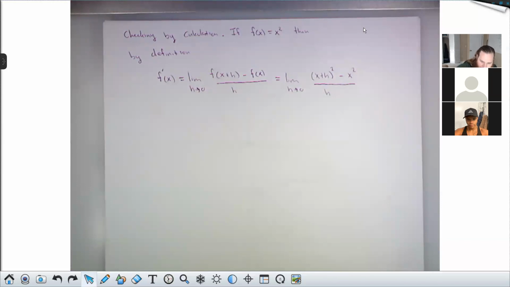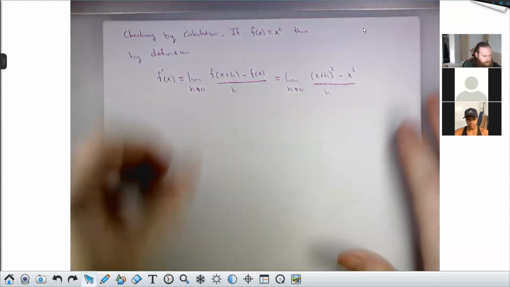Nobody can stop me, except perhaps my dying pen. I may have to switch colors on you guys here. I'm sorry, I will try to avoid it. But let's see what we have here.